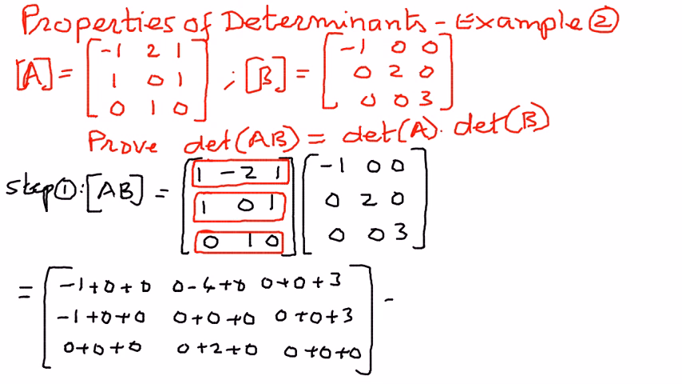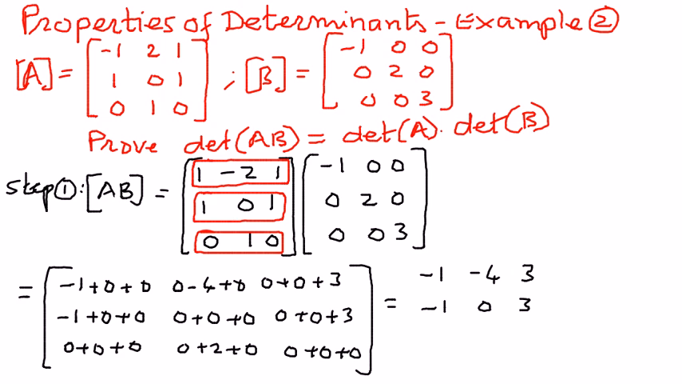It is just a matter of simplifying this some more. So this is going to be negative 1 plus 0 will be negative 1, then negative 4, then 3. That is the first row of the product matrix simplified. Second row is negative 1, 0, and 3.